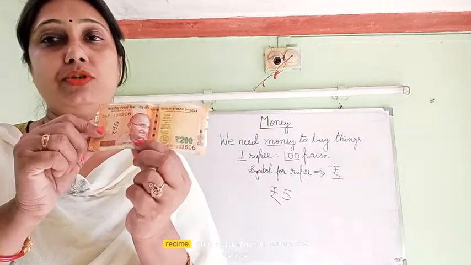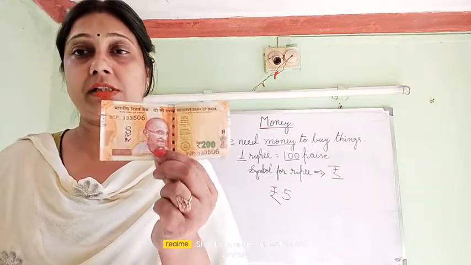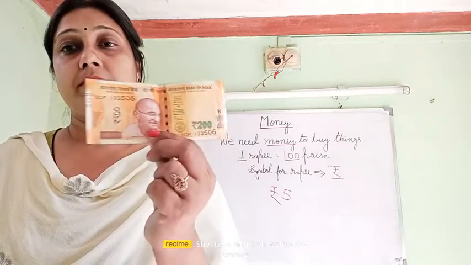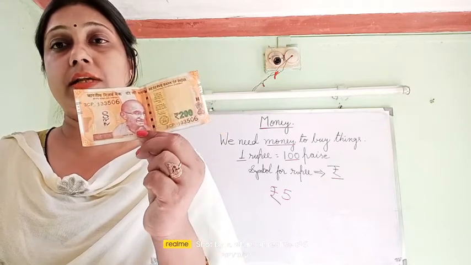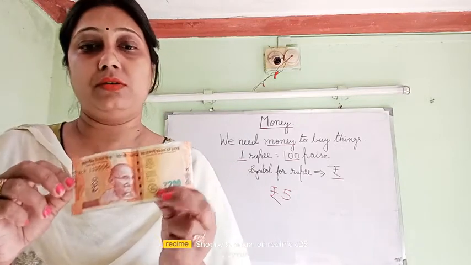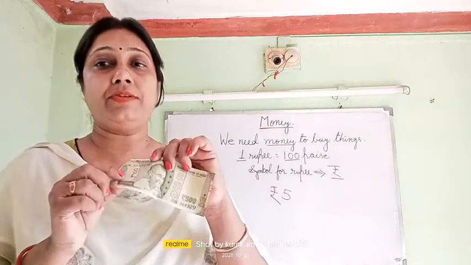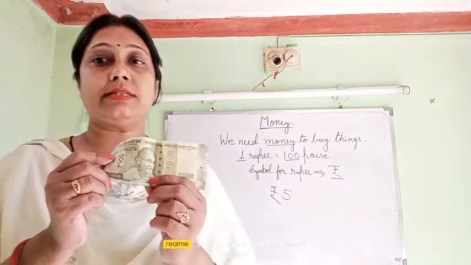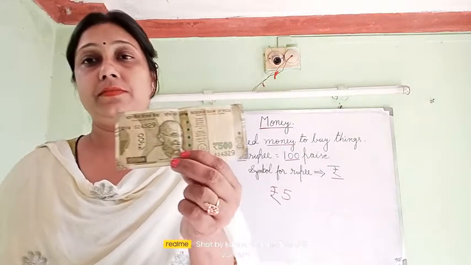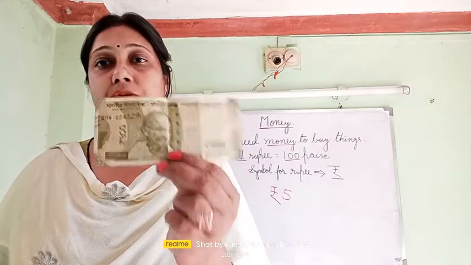Can you tell me whose picture it is? This is the picture of our father of the nation. This is Mohandas Karamchand Gandhi. He is known as father of the nation. His picture is given on a 200 rupee note. Next, it is a 500 rupee note. Here also you can see the face of Mahatma Gandhi or Bapuji. Lovingly you call him Bapu. So his face is also on the 500 rupee note.